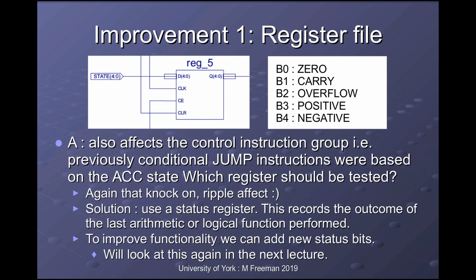And because we added a register file, we then had to add a status register so we could identify what was the outcome of the last arithmetic or logical operation, so we added some status bits. So in addition to the 0 flag, we now have a carry, overflow, positive and negative flag, allowing us to add a wider range of conditional jump instructions.